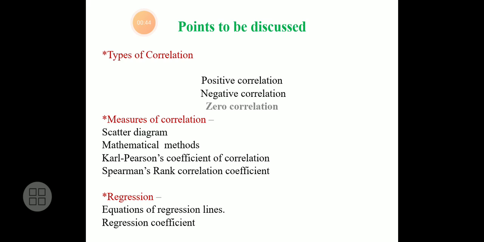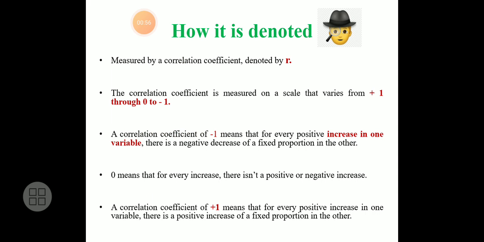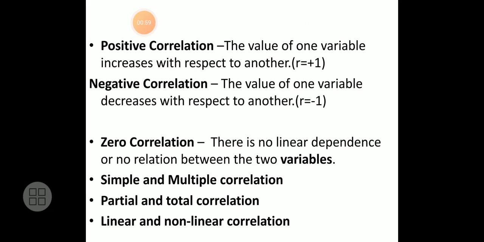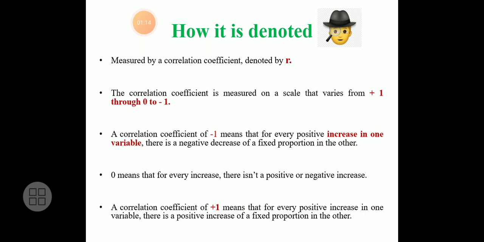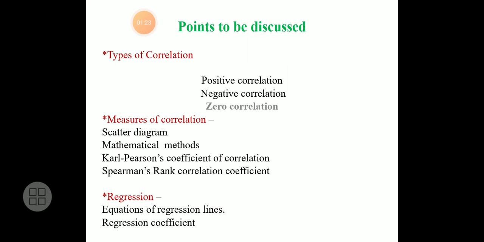Out of that, the first 3 are positive correlation, negative correlation, and zero correlation. Other types are also there, that are simple and multiple correlation, partial and total correlation, linear and non-linear correlation. So we have to learn these 6 types of correlations, then measures of correlations.